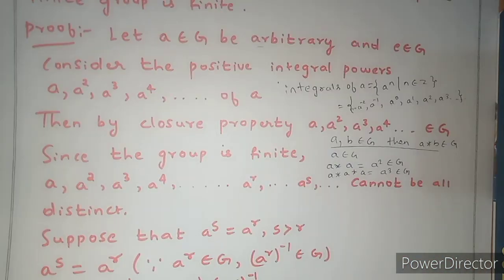In the theorem, they have given that the group is finite. Since the group is finite, a^2, a^3, a^4 and so on cannot be all distinct. Since the group is finite, the elements will be repeating.